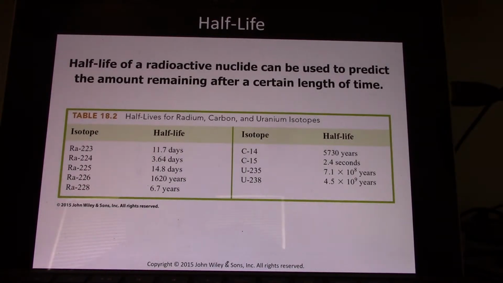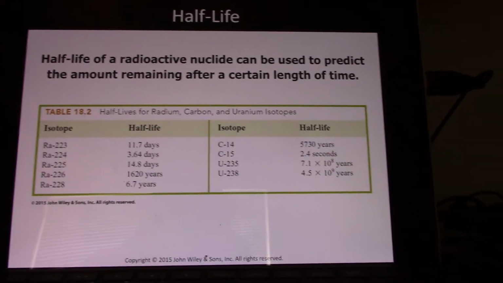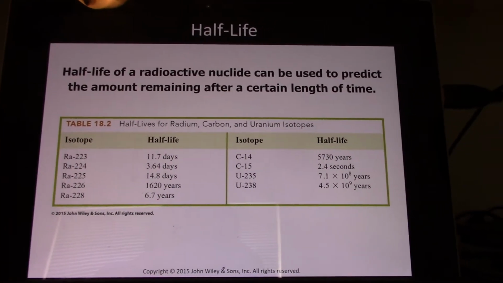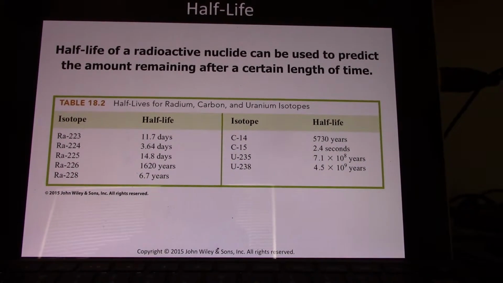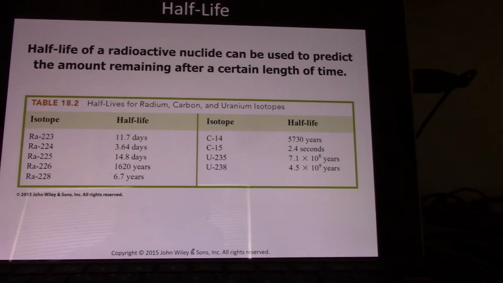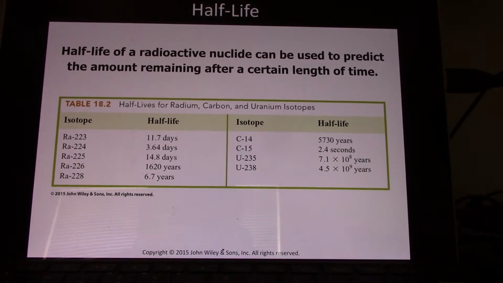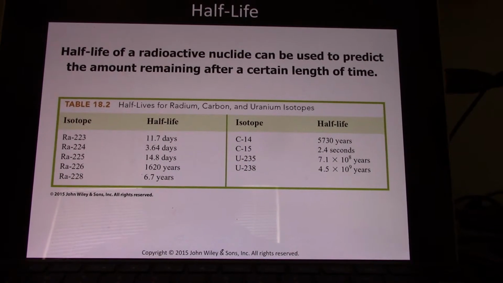In general, you only get about 10 half-lives when you're trying to radiodate something. After that, you don't have enough of the original material left to get an accurate date on it. And so that's why we use carbon-14 to date things. Carbon-15 wouldn't be useful because 2.4 seconds times 10 is 24 seconds. So after 24 seconds, there is so little material left you couldn't get a date on it. And so carbon-15 is not useful at all, which is why you always hear about carbon-14.